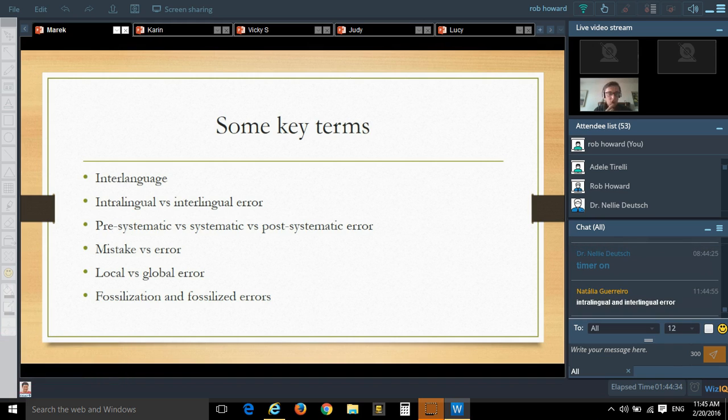Okay, intralingual, Natalia asks. Intralingual is an error that happens sort of within the student's interlanguage. So it's caused by the student misapplying a rule or maybe not knowing a rule in the L2, whereas an interlingual, it's between languages. So usually it's the negative transfer from the student's L1.